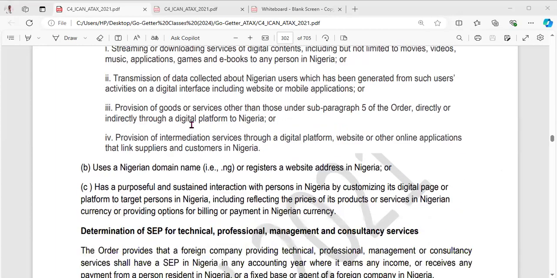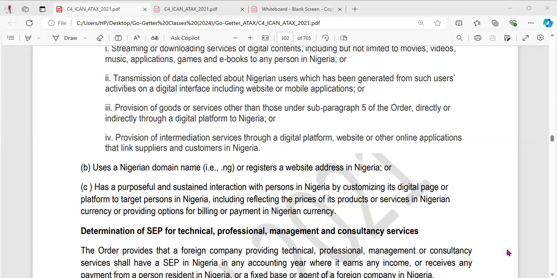That's for A part. The B part says uses a Nigerian domain name. For example, ican.org.ng. So .ng is a Nigerian domain name. If you use a domain name that is in Nigeria, you will be subjected to tax in Nigeria, no matter how much your gross annual turnover is. So that foreign school, they will never want to use .ng because it will look as if it is Nigeria affiliated. You would see them using .edu. For example, we have Nextford.edu.